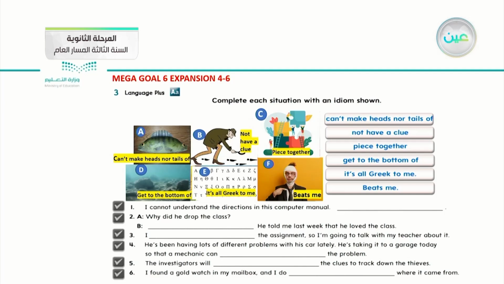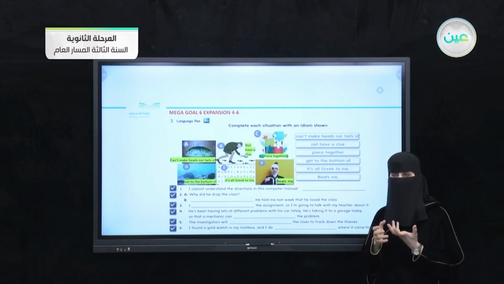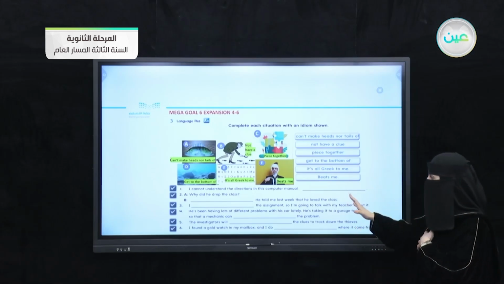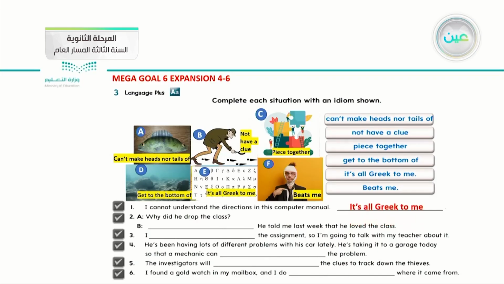Number 1, I can't understand the directions in this computer manual, which means that there is something hard, unexpected, that makes confusion for you. What do you think it is? We can say it's all Greek to me. That's what comes in the pictures.